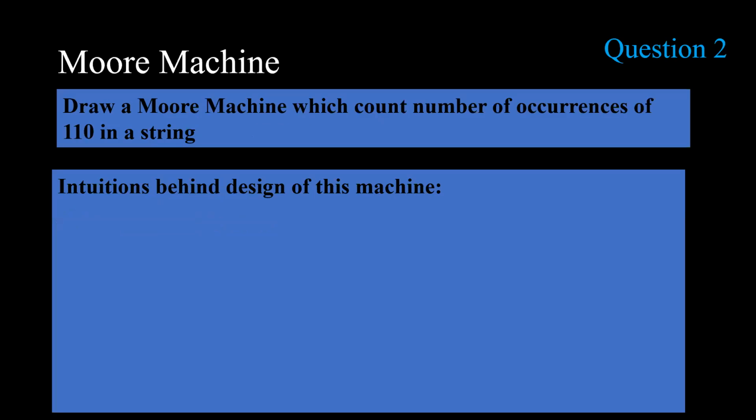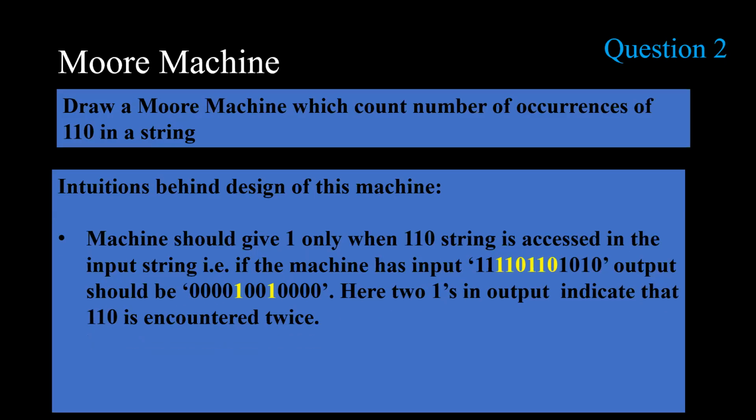Now the second question is, we want to draw a Moore machine which counts the number of occurrences of 110 in a string. So what are the intuitions behind the design of this machine? Basically, we want that the machine should give 1 only when the string 110 is accessed in the input.